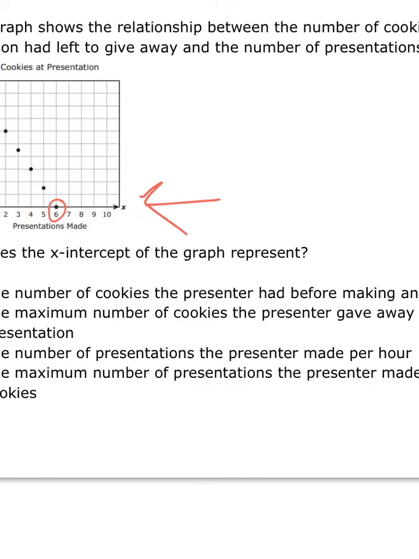Yeah. C, the number of presentations the presenter made per hour. Does our graph say anything about time? No. Not this one, right? Oh, good. Okay. And then D says the maximum number of presentations she made before running out of cookies. There we go. I would say D, I would have to agree.